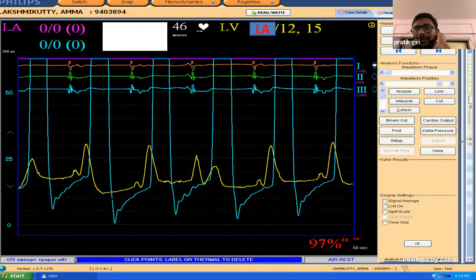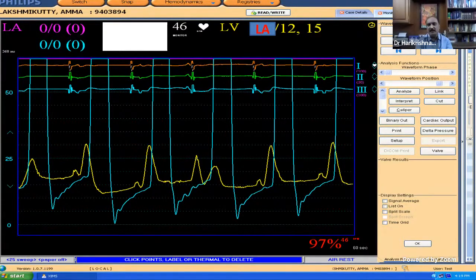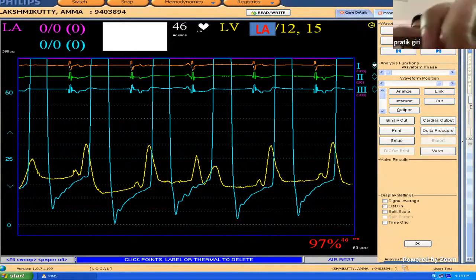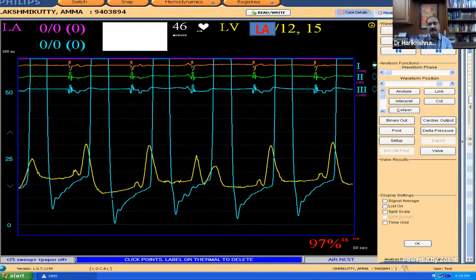Sir, these are the pressure tracings showing the LA pressure tracing and the simultaneous pressure of the LV. And there is definitely a gradient between them. It looks like the LA mean is around 14 something. So there is a minimal gradient, but that is not the point. So are the tracings the same?